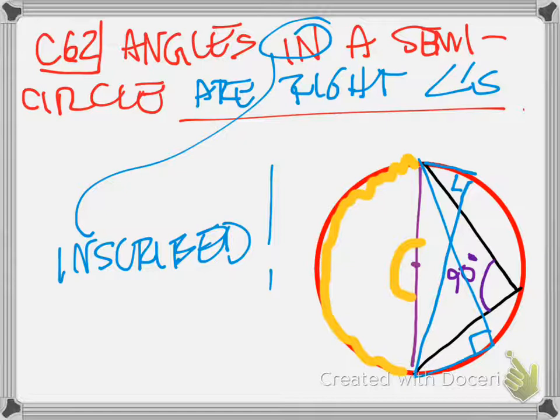Okay? That one's pretty straightforward, I think, as well. It's a no-brainer. Don't need to have it, but there it is. I believe the book has it because sometimes it's hard to see. It's hard to figure out that the black angle, for instance, is intercepting a semicircle.